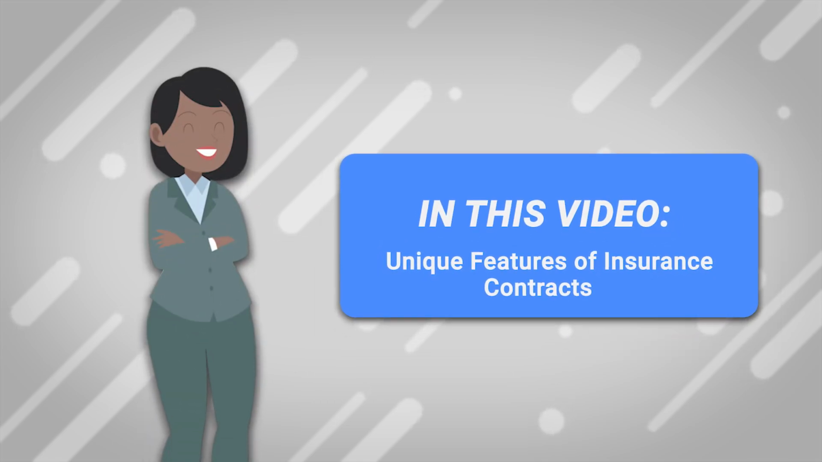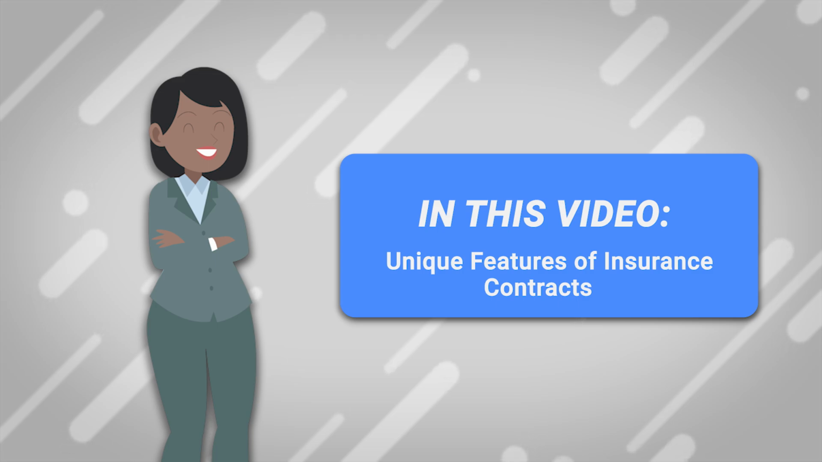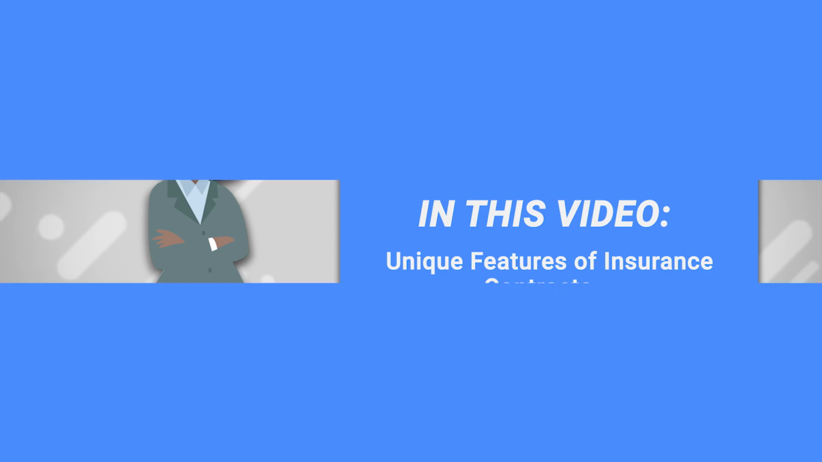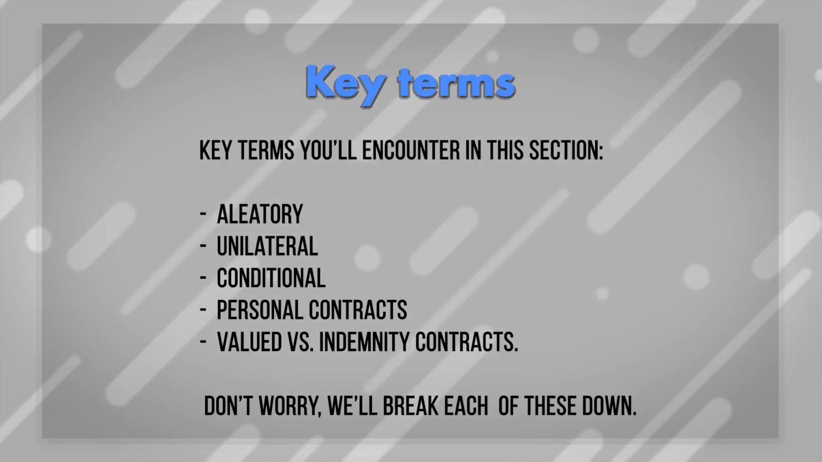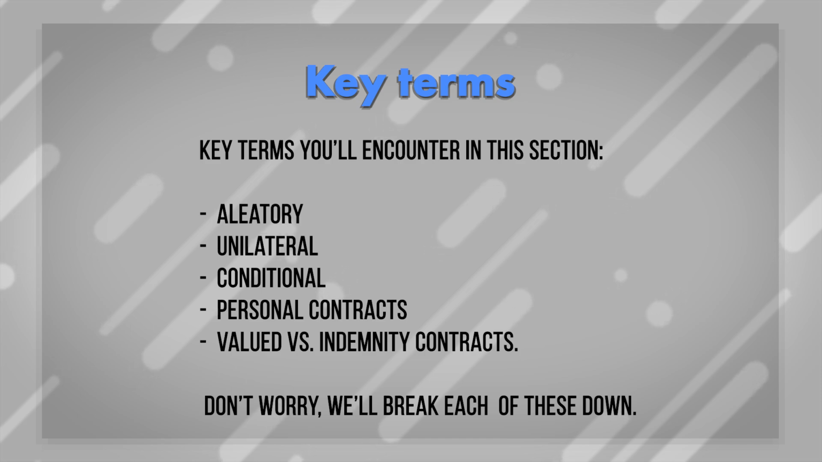Welcome back. In this lesson, we're diving into what makes insurance contracts unique. These features set insurance apart from other types of contracts and are essential for your understanding as you prepare for the insurance pre-license exam. Let's start by introducing some key terms you'll encounter in this section: aleatory, unilateral, conditional, personal contracts, and valued via indemnity contracts.